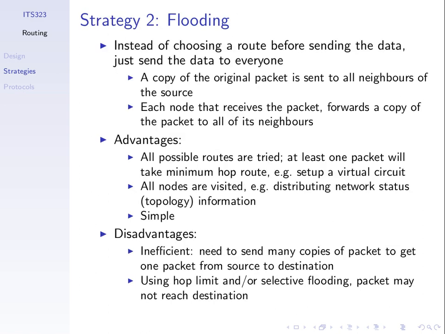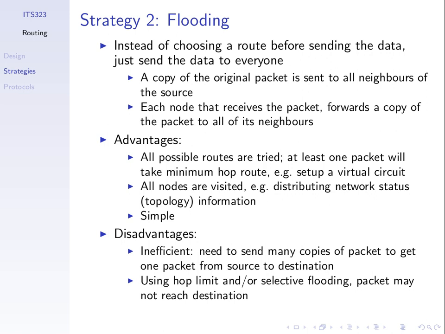And this is a case of getting data from source to destination without caring about the cost of links and without knowing about the other nodes in the network. So we don't need any other information about the network to perform this routing. So instead of choosing a route before sending data, just send the data to everyone. That's flooding. The other approach is, if I wanted to send data to node 6, I choose the route to take and then send it along that route.